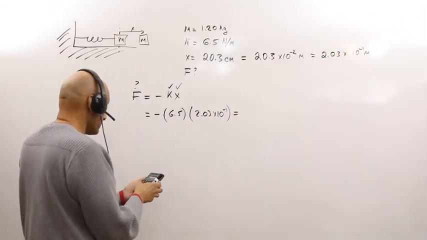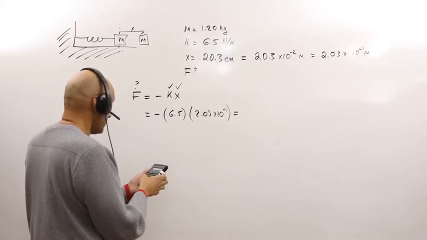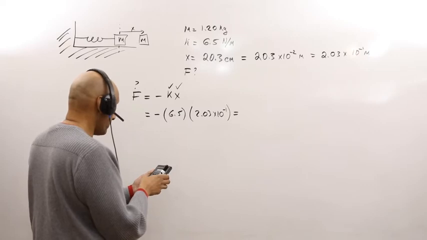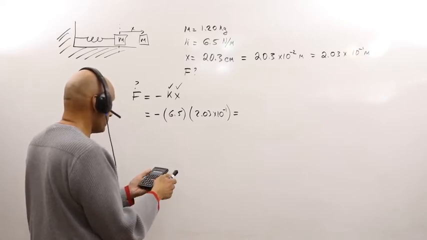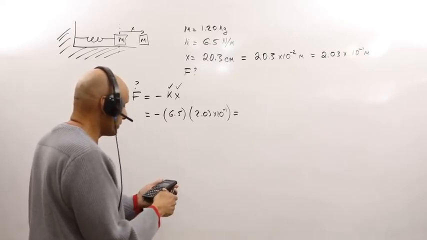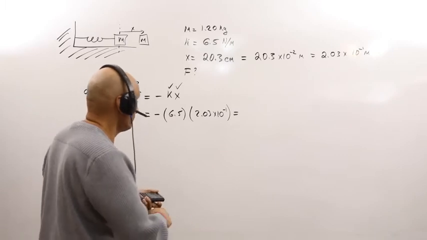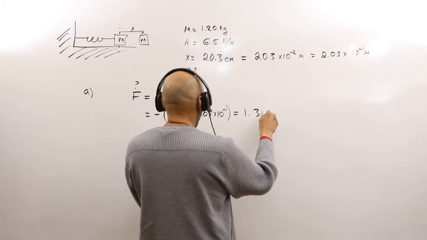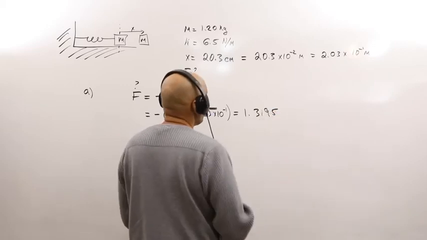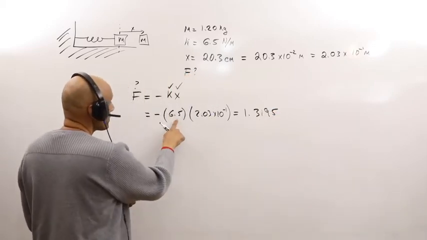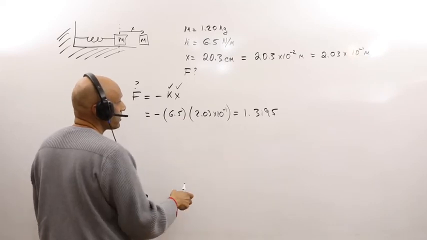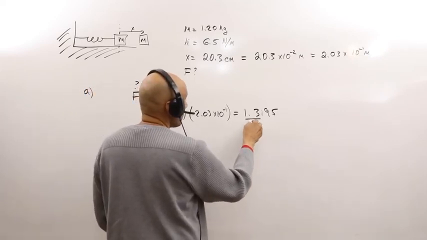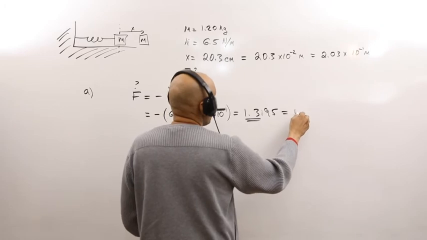So 6.5 multiplied by 2.03 to the power of 1 minus equals 1.3. So I get an answer of 1.3195. But remember, this has only got two significant digits, right? So we expect the answer to be two significant digits. So we should write this as 1.3.